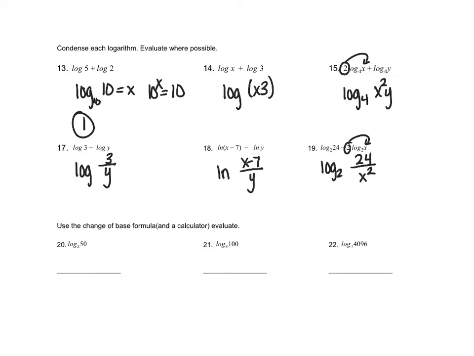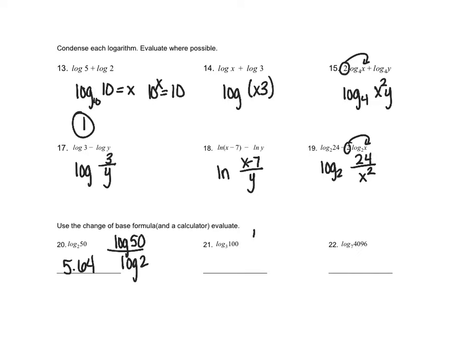Finally, the change of base formula. This is going to be log answer divided by log base. So in my calculator, I'm going to type log 50, close parenthesis, divided by log 2, close parenthesis, equals 5.64 when you round to the hundredths place.